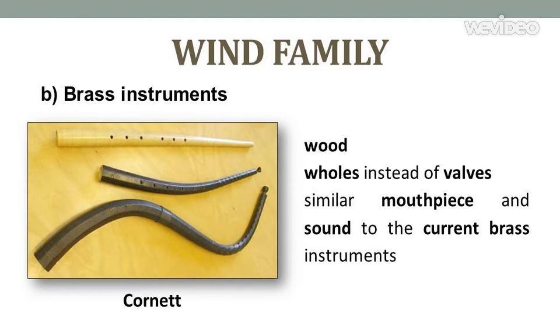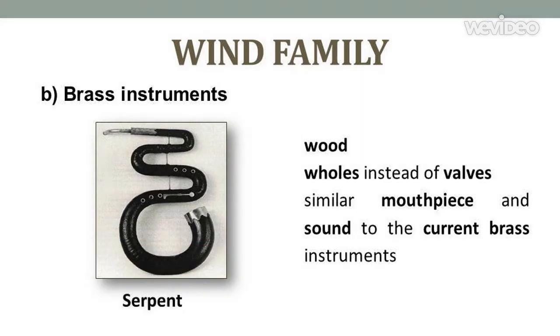B. Brass instruments. Cornett and serpent. They were made of wood and have holes instead of valves. In spite of being made of wood, we can classify the cornett and the serpent as brass instruments because they have a similar mouthpiece and a similar sound to the current brass instruments.